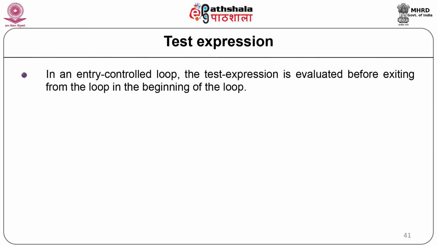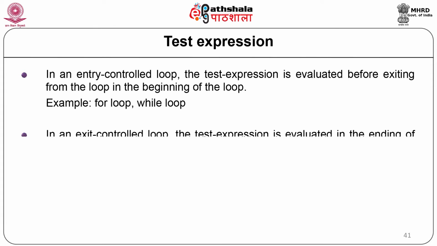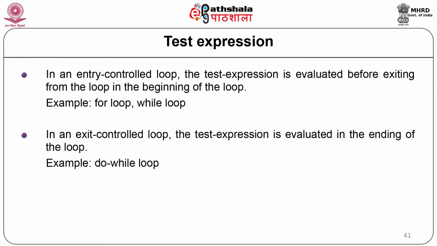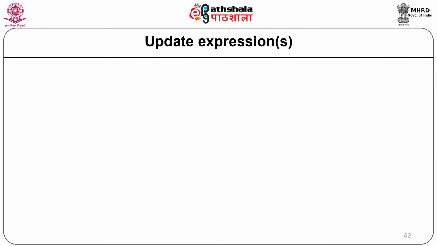In an entry control loop, the test expression is evaluated at the beginning of the loop, whereas in an exit control loop, the test expression is evaluated at the end of the loop. In C++, the for loop and while loop are considered entry control loops, whereas the do while loop is considered an exit control loop. Update expressions.